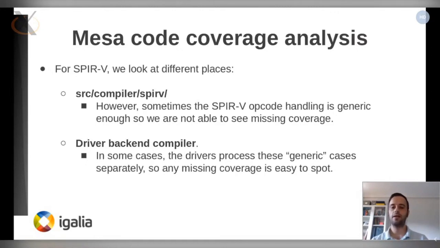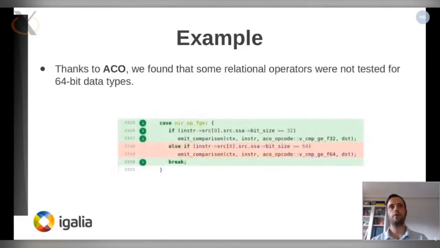As I said before, currently we are only focused on RADV and ANV because they are very mature and very feature complete. One example of this work is this one. Thanks to this, we found that some relational operators were not tested on 64-bit data types. Thanks to this analysis, it was easy to add them in CTS, actually.